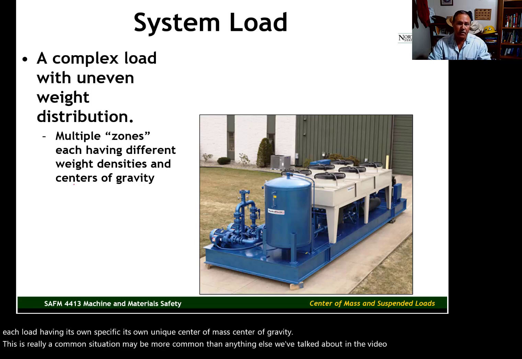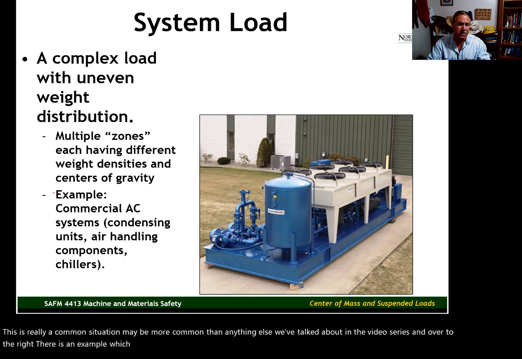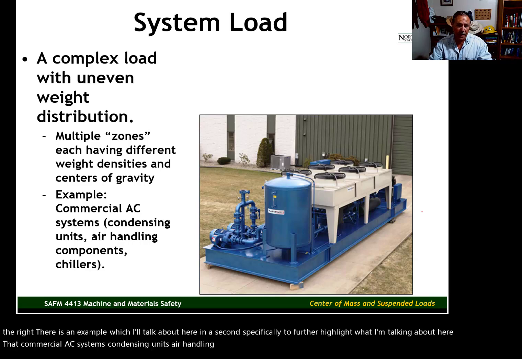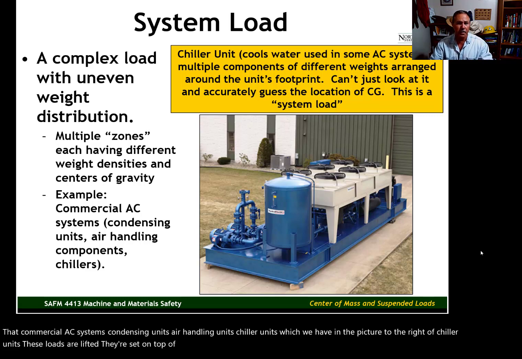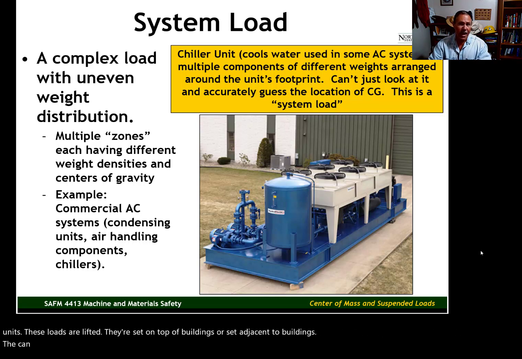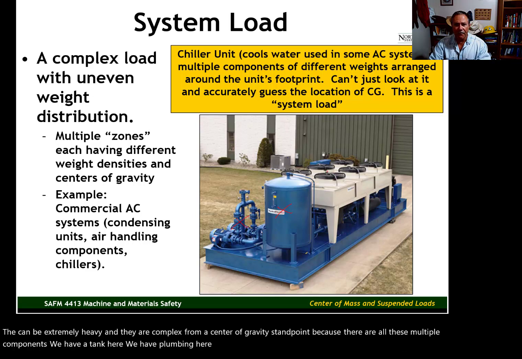And over to the right there is an example, specifically to further highlight what I'm talking about here. Commercial AC systems, condensing units, air handling units, chiller units, which we have in the picture to the right, a chiller unit. These loads are lifted, set on top of buildings, set adjacent to buildings. They can be extremely heavy, and they are complex from a center of gravity standpoint because there are all these multiple components. We have a tank here, we have plumbing here, we have a fan system.